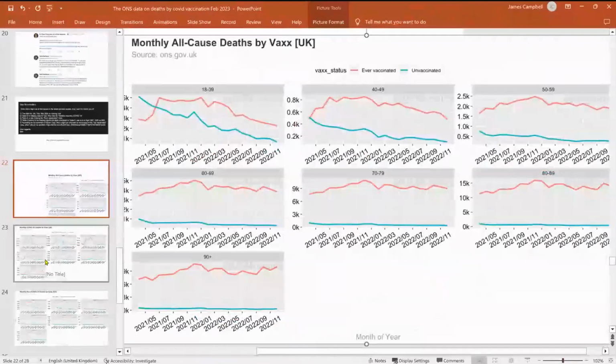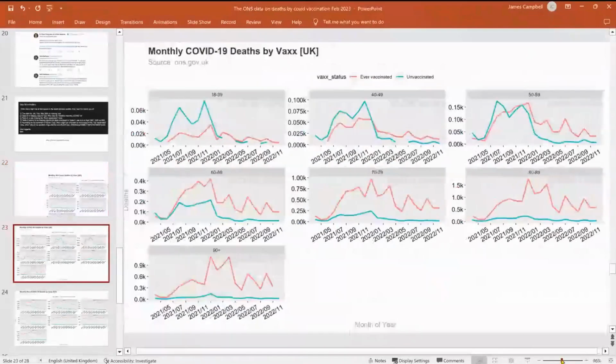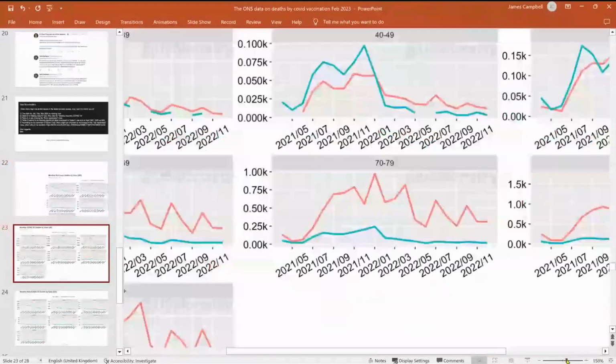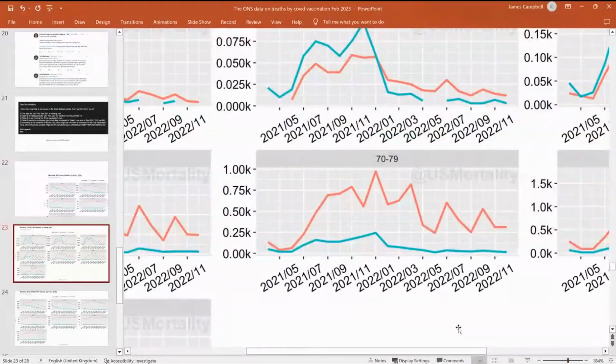But go on to the next one, which looks at the COVID deaths, because this is very interesting. Now here, just for example, take a look at the 70 to 79 group. You can see that the absolute number of COVID deaths there is quite high. Obviously it's much higher in the vaccinated than the unvaccinated, because lots more people in that age group are vaccinated. But forget about that. We were told that the vaccination was going to stop hospitalisation and death from COVID. You weren't going to die from COVID if you were vaccinated. Well, look at those COVID deaths in the vaccinated.